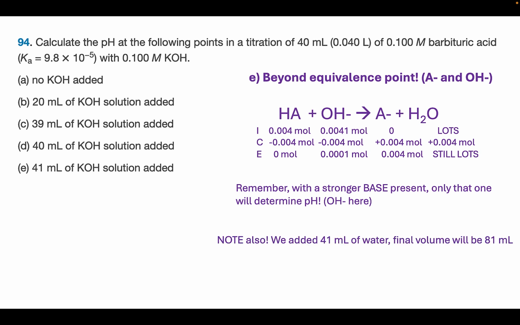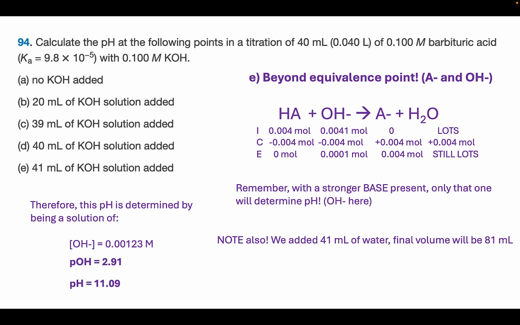Note also here that we added 41 milliliters of water, and the final volume is going to be 81 milliliters. This is important for getting our hydroxide concentration, which I calculate as the following. With this, we have hydroxide, so we're pretty much done. We get our pOH, and we get a pH equal to 11.09.